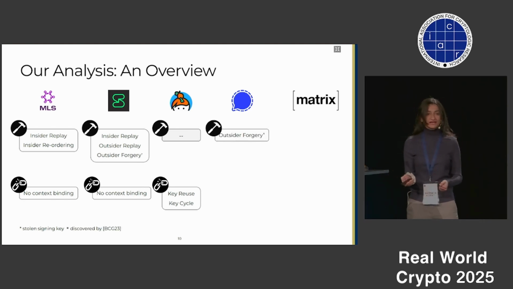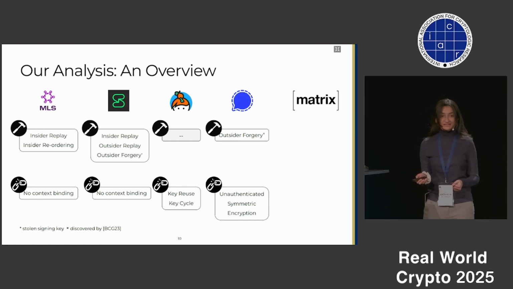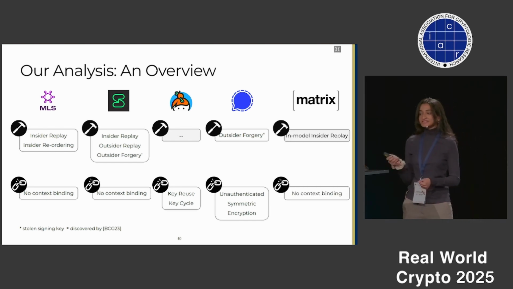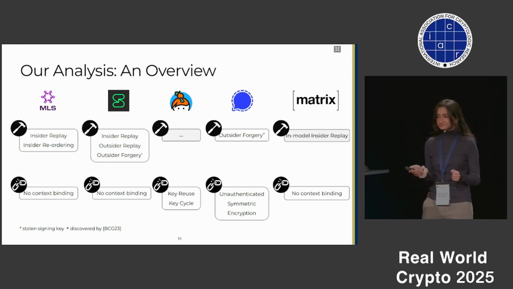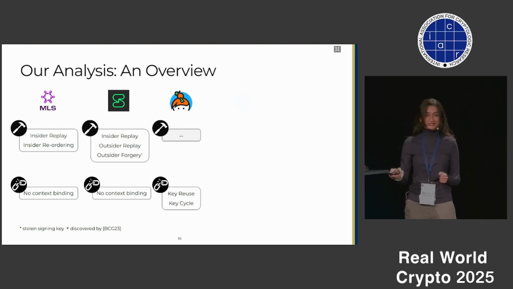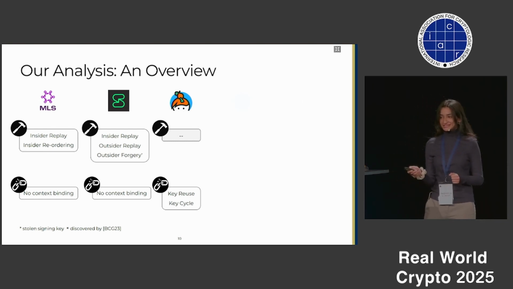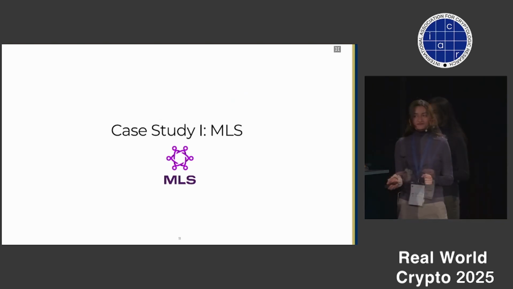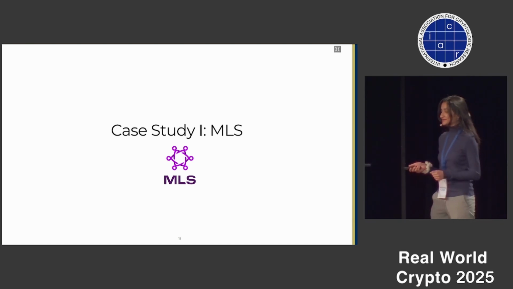In Signal, we identified the outsider forgery attack that was previously identified by Balbás, Collins, and Gajland in 2023, that results from the use of a symmetric encryption scheme that does not provide integrity of ciphertexts. Finally, we did find attacks against Matrix in our model, but the way their algorithm was used in the broader protocol mitigated these attacks. That's a lot to talk about in 20 minutes, so I'll focus on the first 3, starting with MLS. MLS is the IETF standard for group messaging, standardized in RFC 9420, and has several implementations, including ones by Amazon and Cisco.